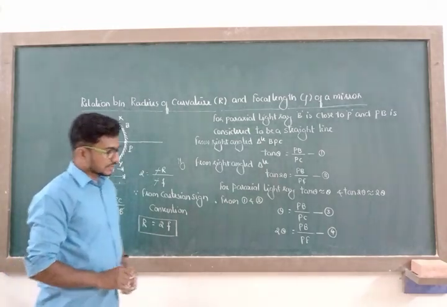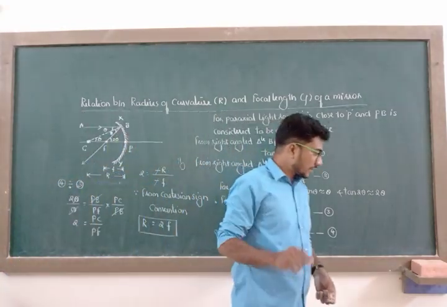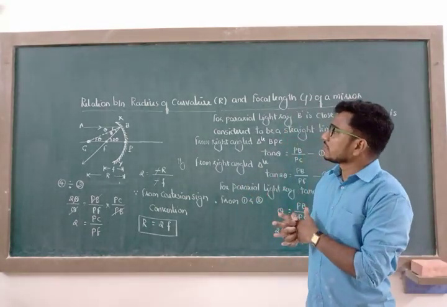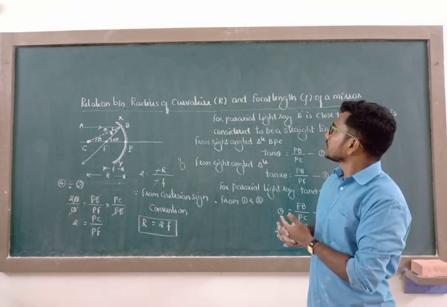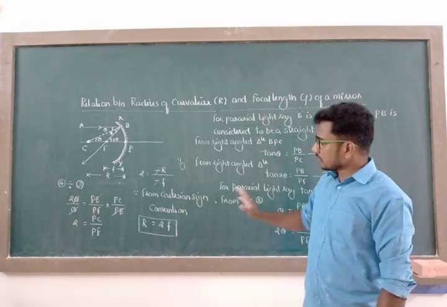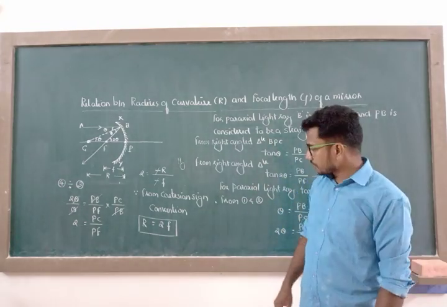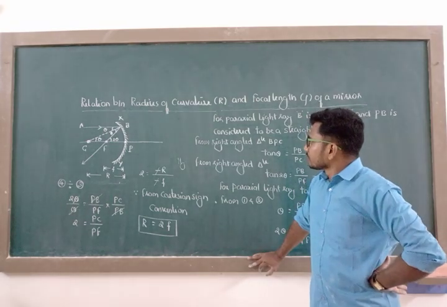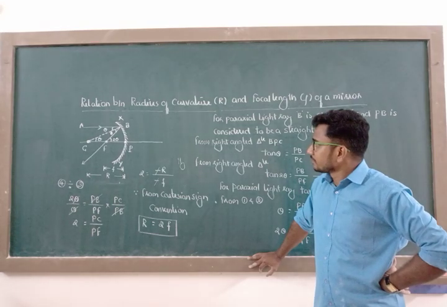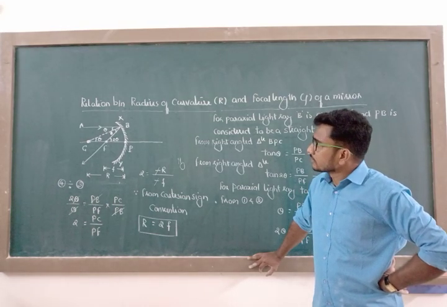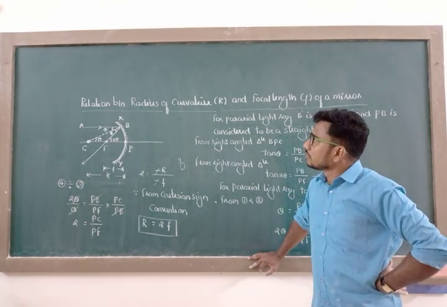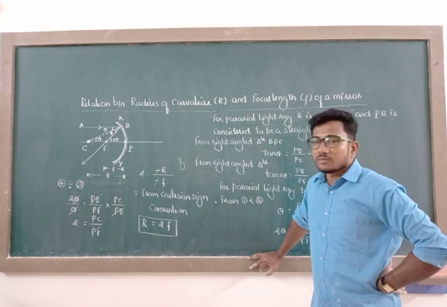In your annual examination, they are going to ask this question for 3 marks: derive the relation between radius of curvature and focal length. So this is all about the relation between R and F. I hope you understand all these concepts. In the next class, I am going to discuss the mirror equation.